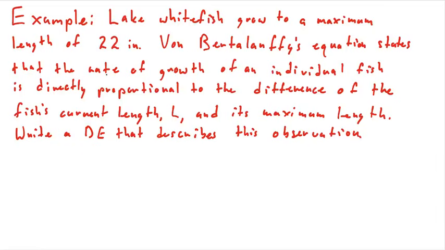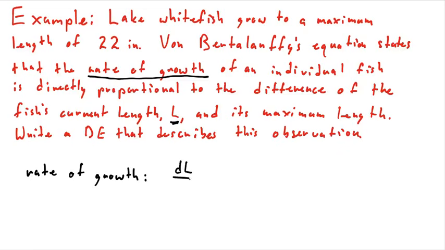So we're thinking about the growth rate of a fish, and the current length of a fish is L. So the rate of growth we can describe with a derivative. The rate of growth is the rate of change of length with respect to time. That is the derivative of L with respect to t. So growth rate, that's the rate of change of length with respect to time.